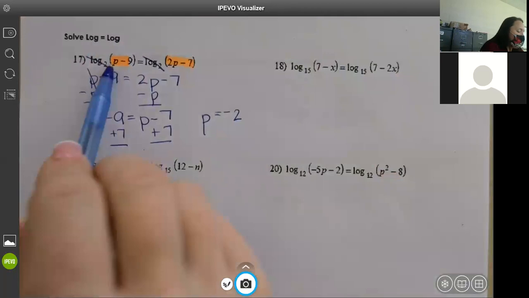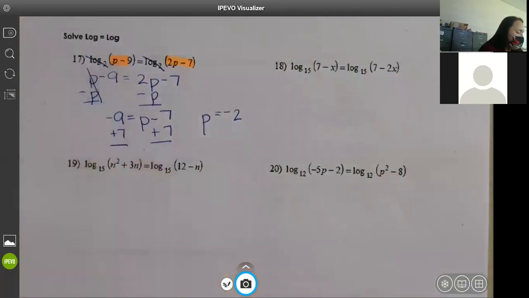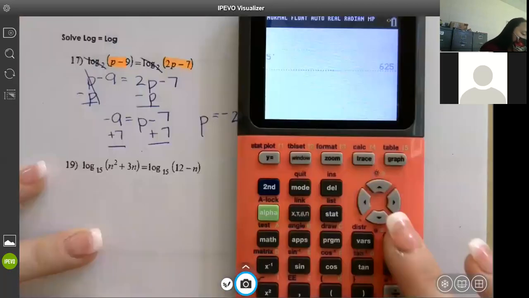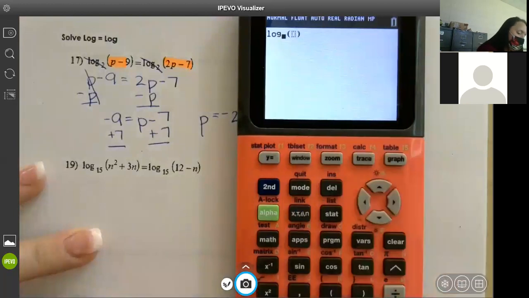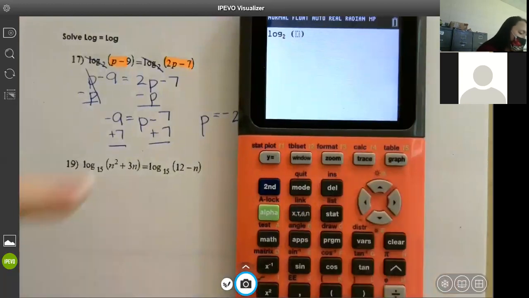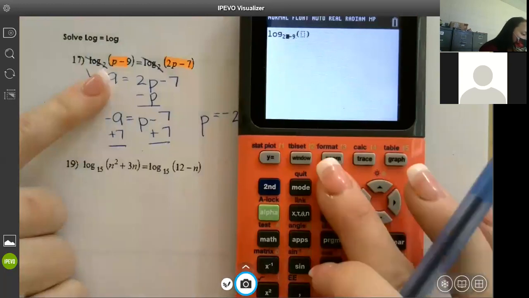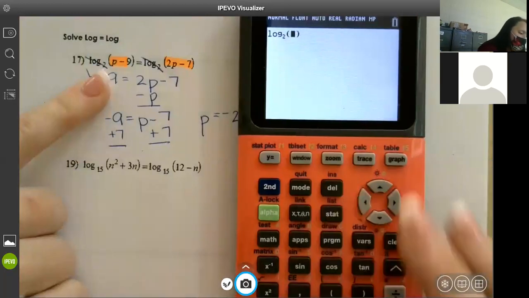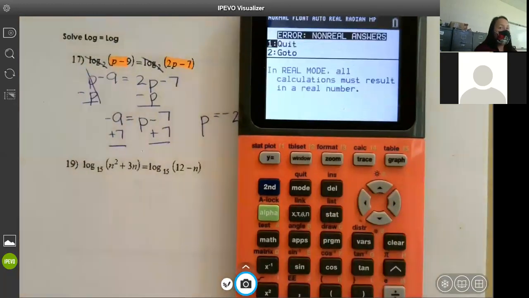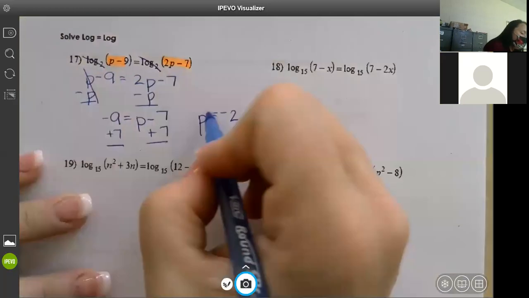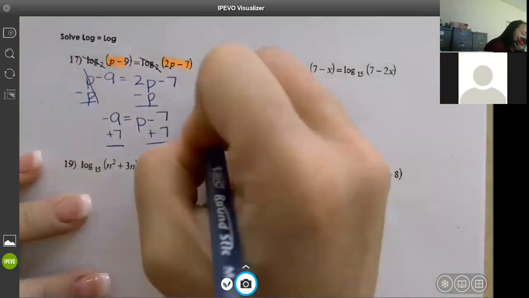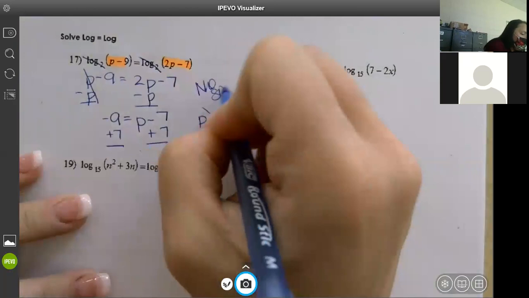So negative 2 minus 9, what does that give you? Watch this. My log base 2, if I plug it in, negative 2 minus 9, no, that was bad. Sorry, y'all. Negative 2 minus 9. What happens? So this one doesn't work. So this one is actually no solution. I'm glad we got one of those.